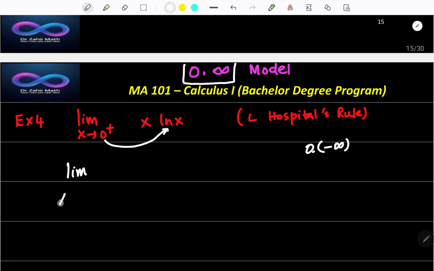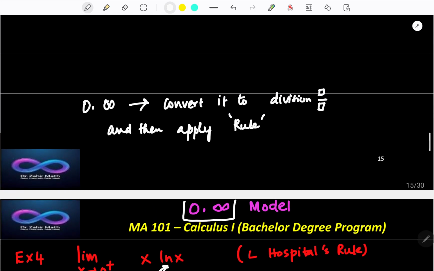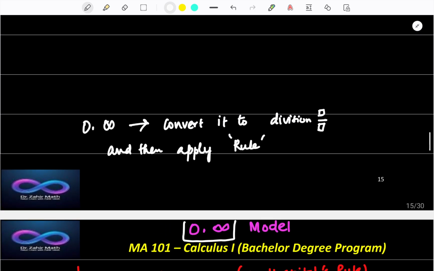What we are going to do? Limit x tends to 0 plus. So I'll tell you, I was muted for the calculator. Okay, phone came. Okay, right.